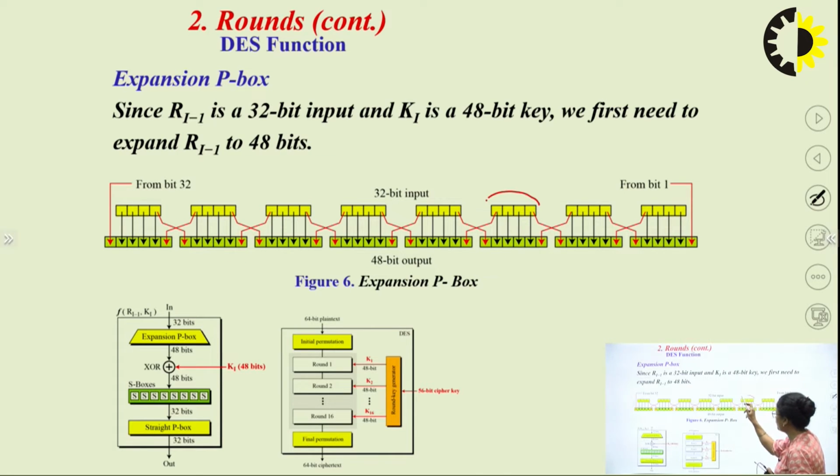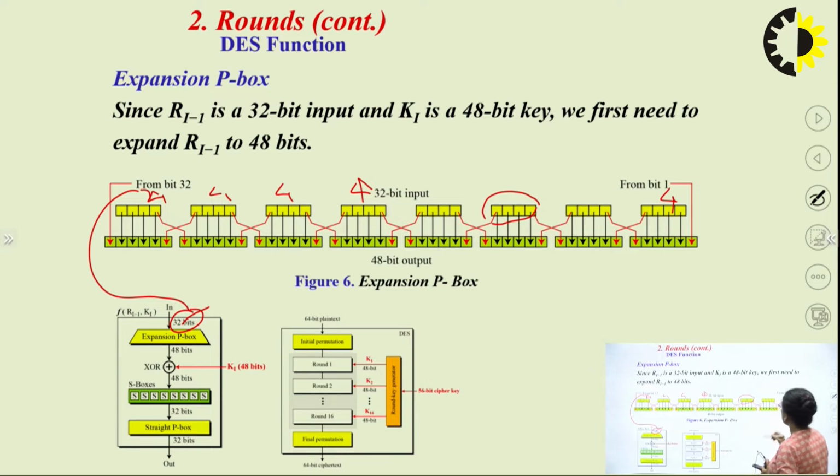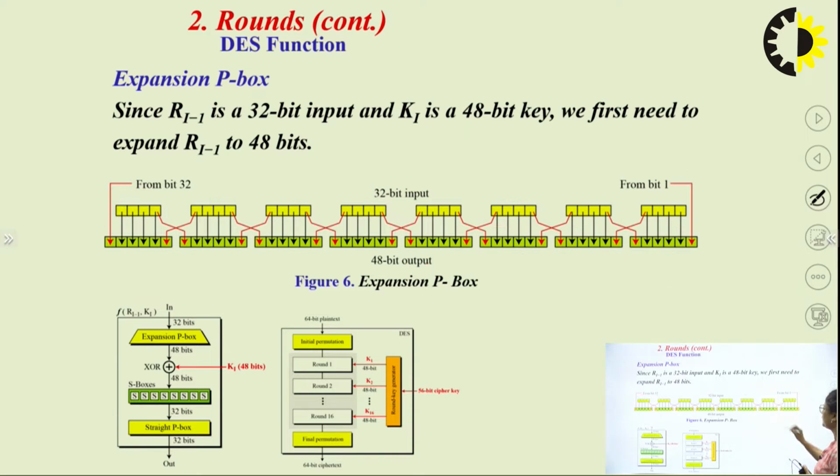I'm explaining again. We have a 32-bit input to the expansion P box, broken up into 8 parts of 4 bits. Each 4-bit part we convert into 6-bit. How do we convert? The 4 bits are mapped as they are into the middle 4 positions. For the remaining 2 extremes, in the first position we put the last bit of the previous 4-bit part, and in the last position the first bit of the next 4-bit part. This way, each 4-bit is converted to a 6-bit pattern.